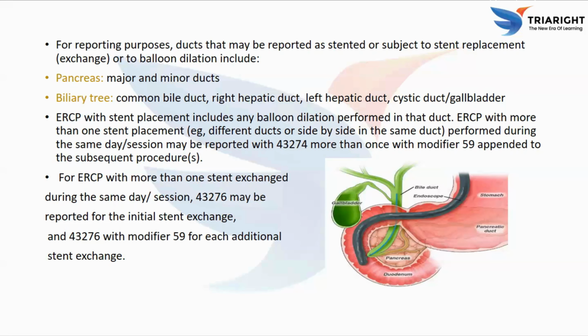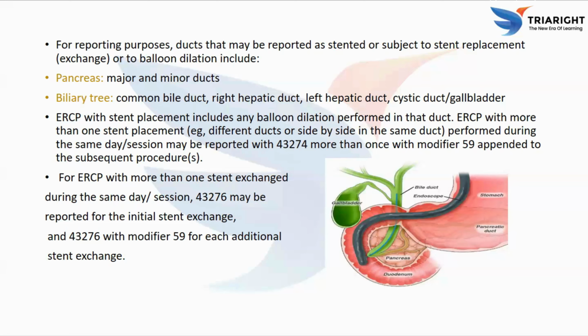So ERCP with stent exchange is nothing but a replacement. So what is a stent exchange? The old stent is removed and a new stent is placed in the same session. In these cases, you assign 43276 for the initial stent exchange and 43276 with modifier 59 for each additional stent exchange during the same session. So each extra exchange gives you the same code plus modifier 59.